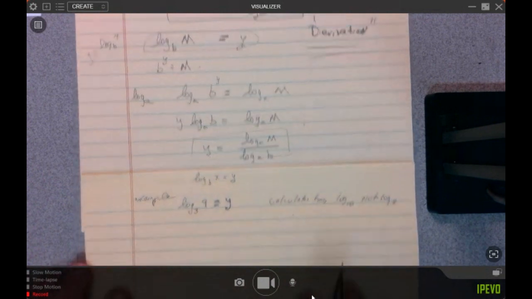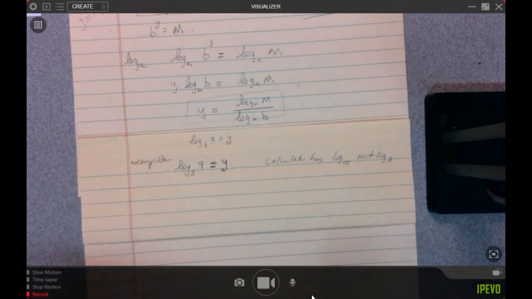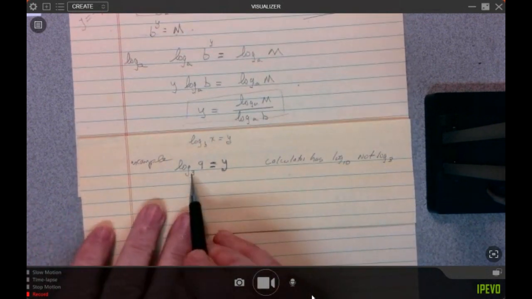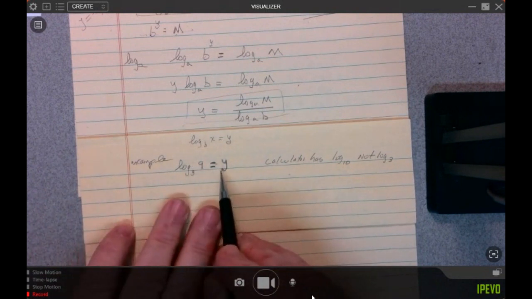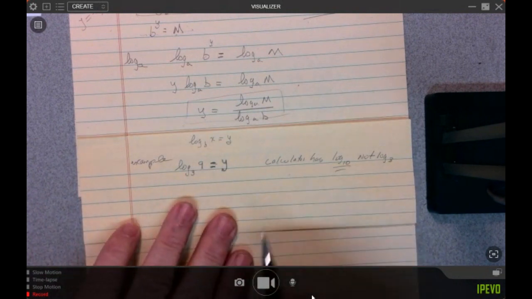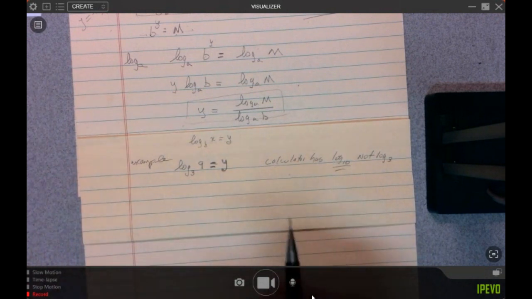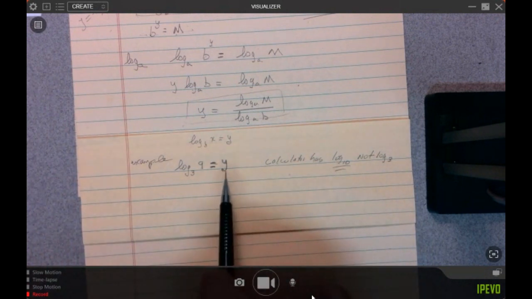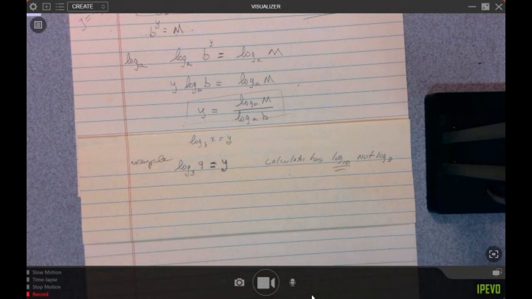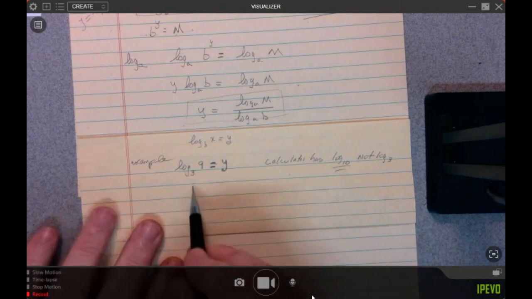Now let's do an easy example here. Okay, let's say that here's the problem. Log to the base 3 of 9 is equal to y, and my calculator has log to the base 10. Okay, I know you already know the answer. It's 2. Yes, you already know that 3 squared is 9, but let's pretend that this is a problem we didn't know the answer to. So how could we do it?